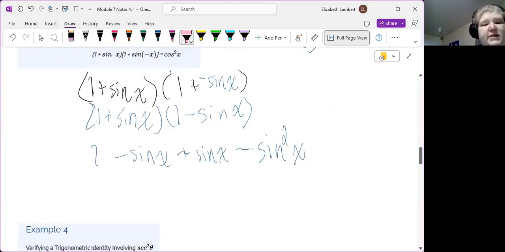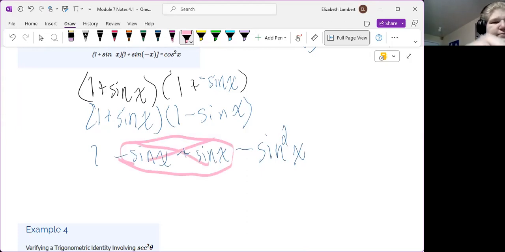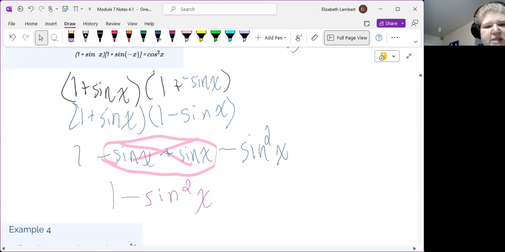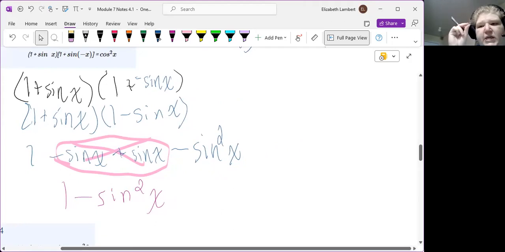All right, so these 2 guys in the middle cancel each other out. We're left with 1 minus sine squared x, which is how a difference of squares factors. So it's expected we should end up with something like this. Now, 1 minus sine squared is equal to cosine squared, but you need to be able to prove why.